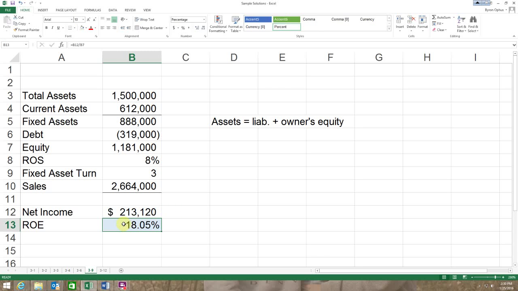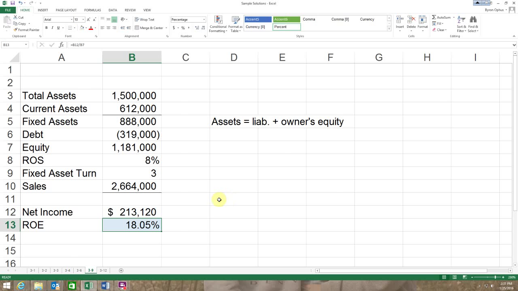Okay, and then it asked me to calculate my ROE. So now I know my net income, and return on equity is net income divided by equity, and I know my equity because I calculated it up here. So all I have to do is say that this is equal to my net income divided by my equity, 18.5.